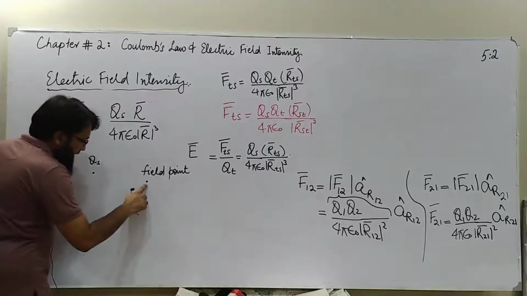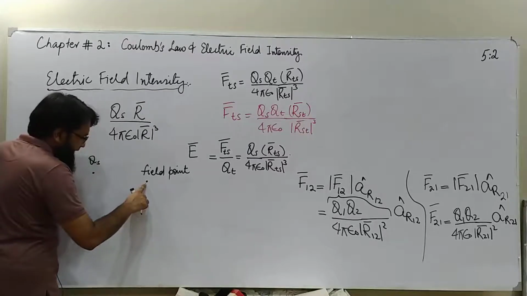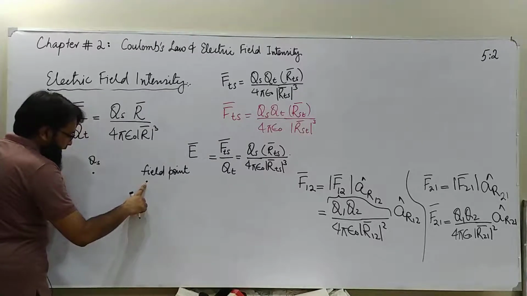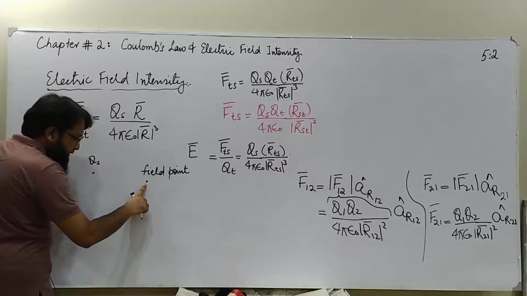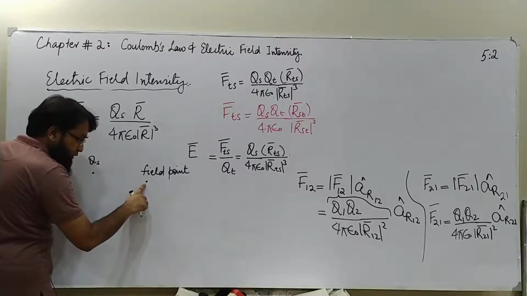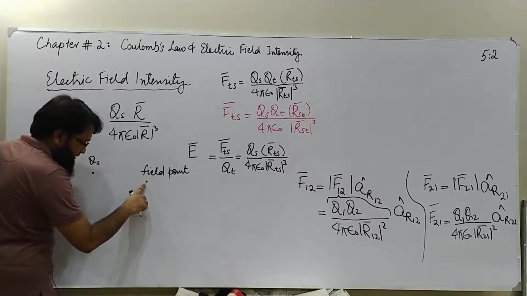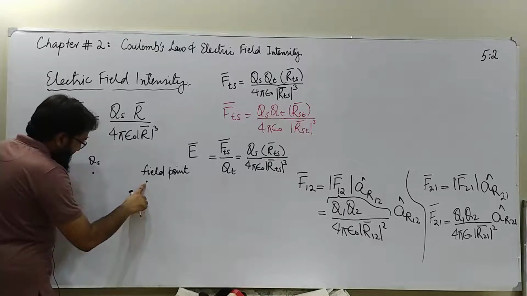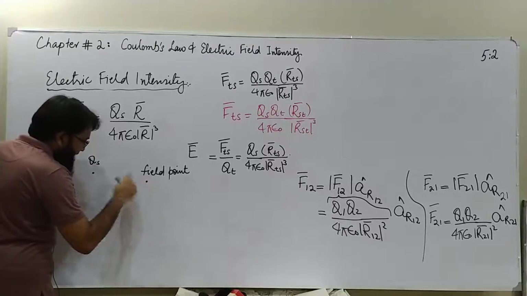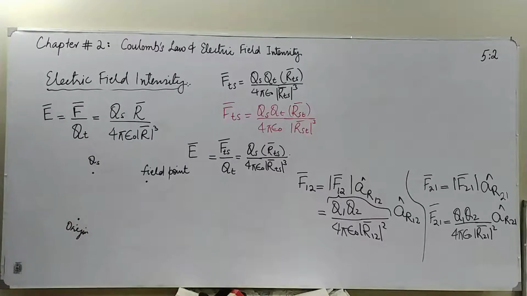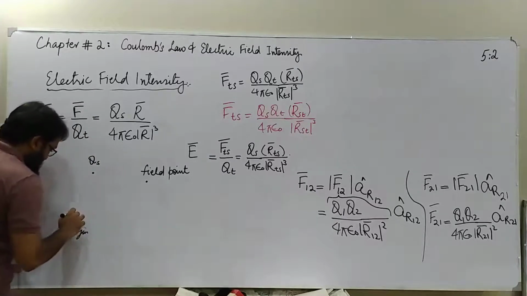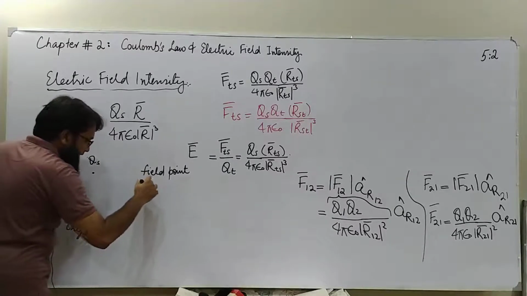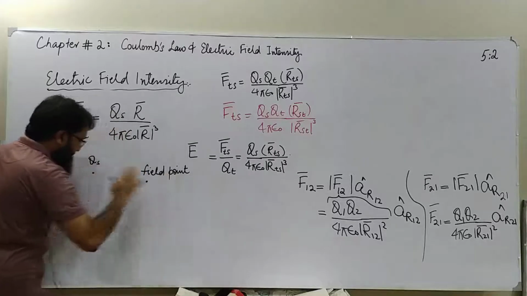So wherever I want to evaluate the electric field intensity, or in other words, let me repeat it for the last time, electric field intensity, or in other words, the force experienced by +1 Coulomb charge, which is the universal judge charge. That point is the field point. So now we won't write +1 Coulomb here, it is now understood.